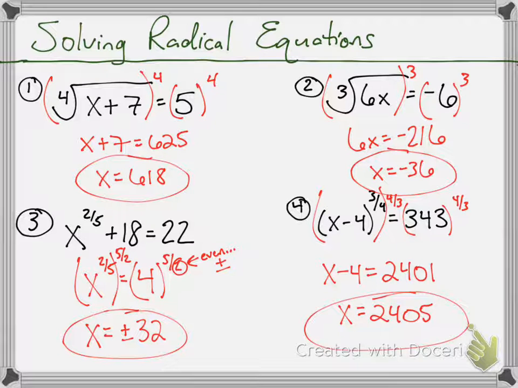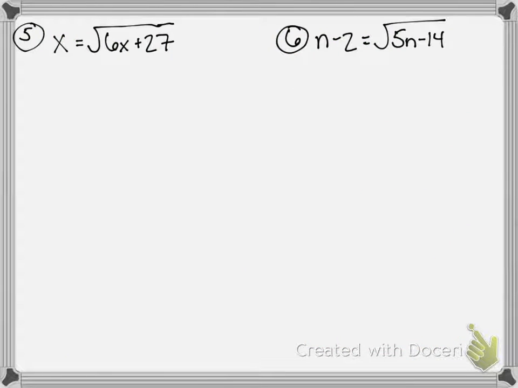So there we have a couple of examples of undoing a root, and a couple of examples of undoing a fractional exponent. And now we're going to take a look at square roots, with the focus being on checking for extraneous solutions. Because oftentimes with these square root problems, you might see solutions that work out at first, but you plug them back in and they don't technically work within the problem. So here in 5, we have x equals the square root of 6x plus 27.